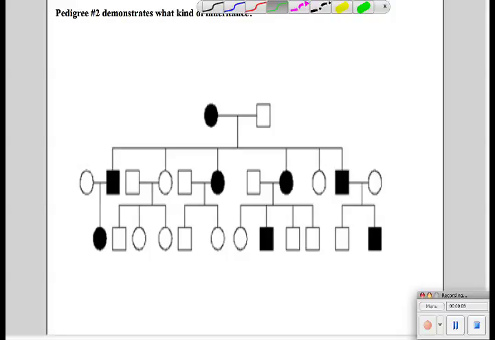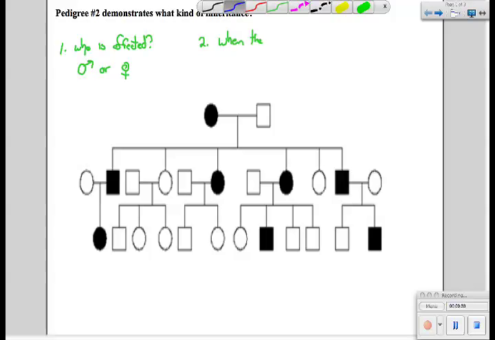All right, now we're going to look at a second pedigree problem. We've already established two steps for identifying what kind of inheritance occurs in a pedigree. The first step, recall, was to see who was affected. Is it males or females or both? The second step was to see when the affected trait occurred. Does it occur in every generation or in every other?